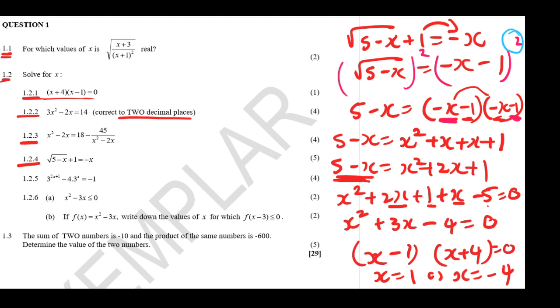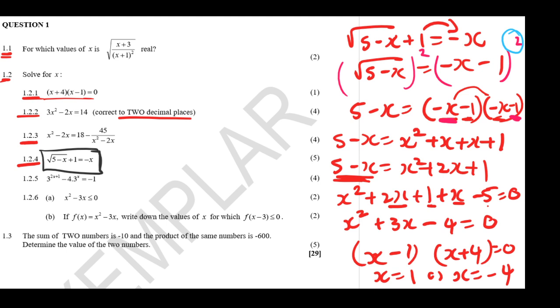So when you have this kind of equation with a root, you don't always just say these are the final solutions, right? You need to test them. You need to put them in the root here, and test if these are the final solutions of x.